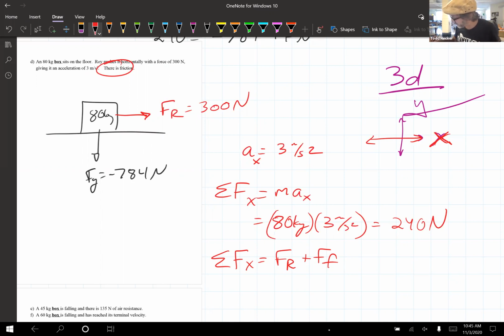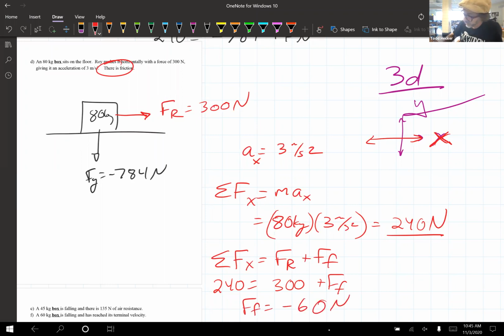So let's see. I know my net force horizontally is 240. I know I've got a force of Roy plus some friction force. Subtract 300. Oh, my friction force is negative 60 newtons. Go ahead and put that on your drawing. Now, what about vertically? We're going to do everything vertically.